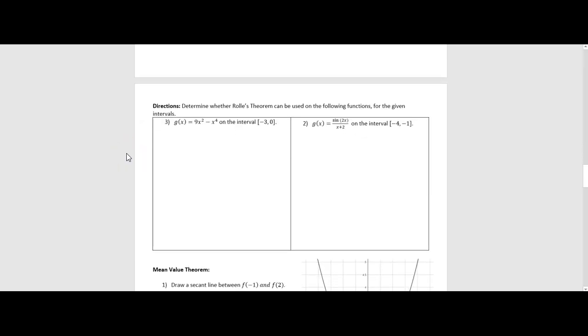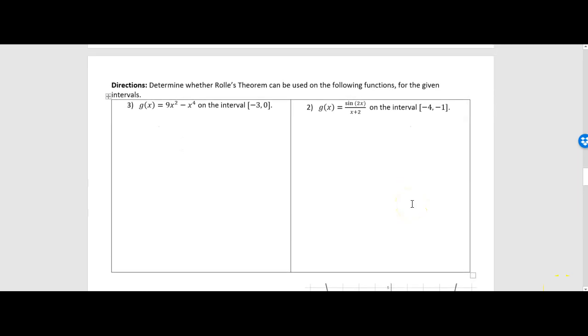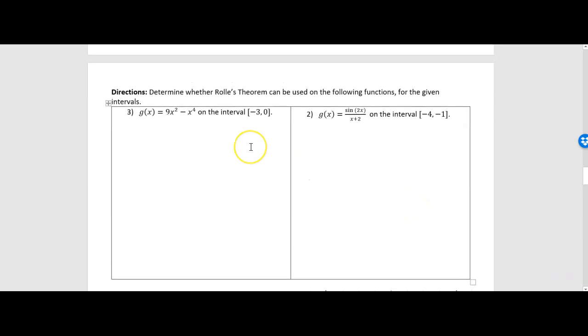Before we end part 1, because I'm going to keep the mean value theorem for part 2, I do want to go over, we may just go over both of these. They're asking you to determine whether Rolle's theorem can be used on the following functions for the given intervals. So you need to walk through those criteria and show that each criteria holds true.